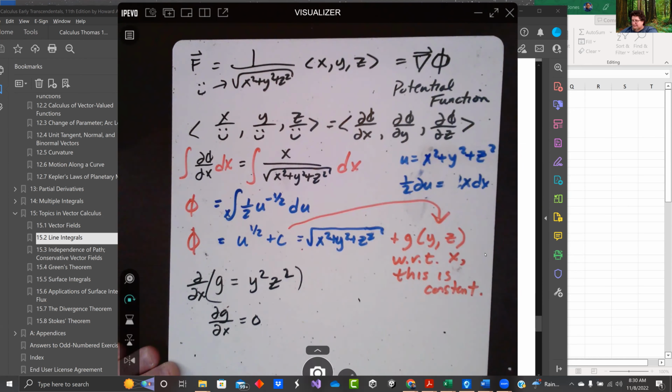And maybe to help remind us, I will write φ as a function of x, y, z over here like this.